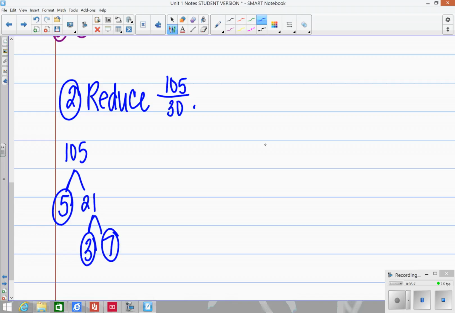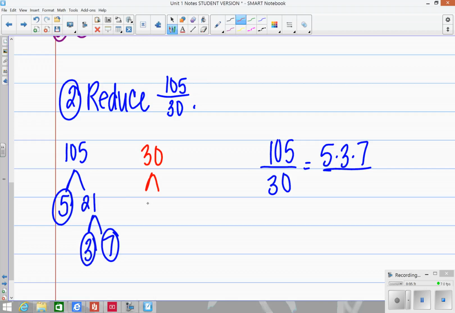So I can rewrite this as 5 times 3 times 7. And then on the bottom, I have 30. So if I break that up, I can break it up into 3 and 10. Remember, these factors that you picked don't necessarily matter. So if I would have picked 5 and 6, that would have been totally fine. In the end, you get the same answer. So you just find any two factors that go into here.